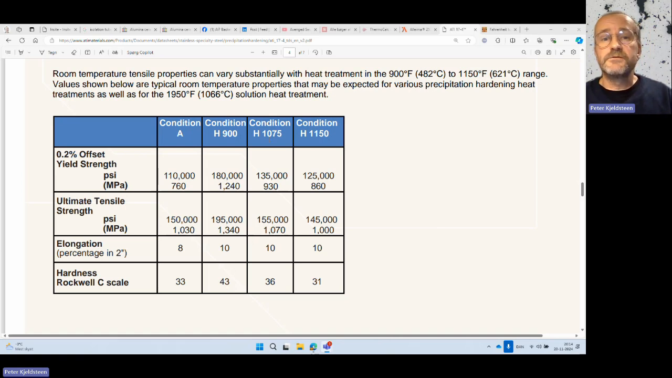When you go to higher temperature, 1075, that is 580 degrees C, or if you go even higher, 1150 Fahrenheit, which is 621 degrees C, then you can see that the yield strength is dropping from 930 megapascal down to 860. Interesting to see if that can be foreseen as well in the Thermo-Calc simulation program. Now, let's get back to Nicholas and his crash course.